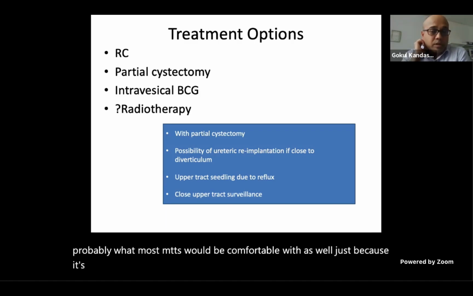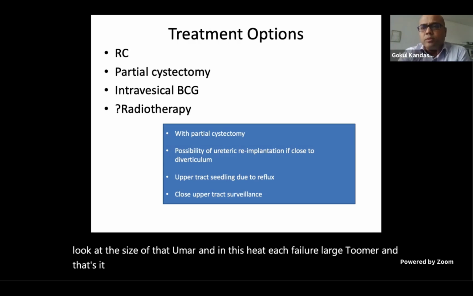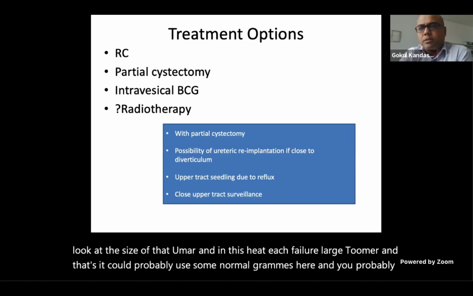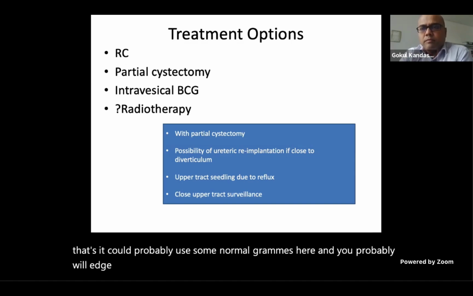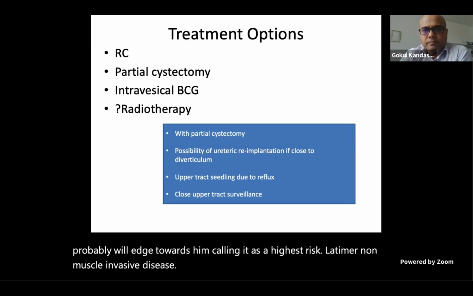And in this particular one, if you look at the size of the tumor on the CT, it's a fairly large tumor. And you could probably use some nomograms here, and you probably will edge towards calling it a highest risk bladder tumor, non-muscle invasive disease. That's another way of looking at it. Yeah, excellent.